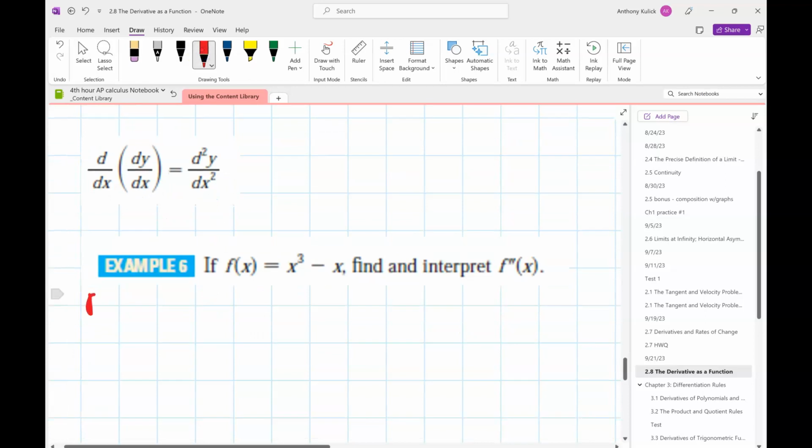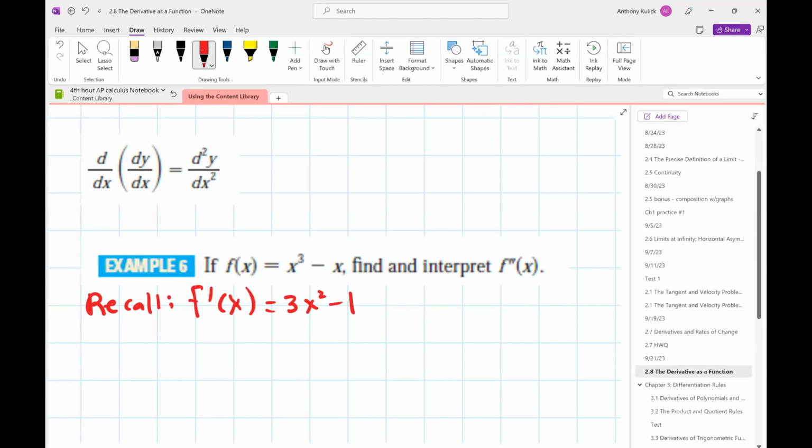You're like, oh, this looks terrible, Mr. Kulik. It's not, though. Scary. So this was a problem we did already earlier in the lesson, right? We already have that the derivative is 3x squared minus 1. We did that problem earlier.